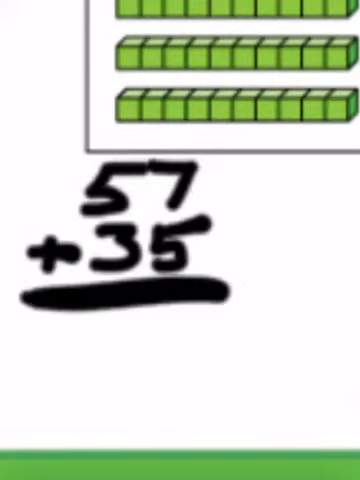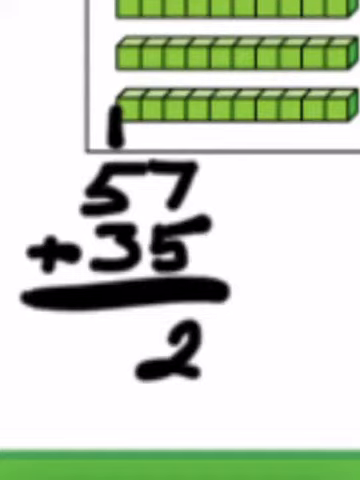7 plus 5 is 12. That's 2 ones and a 10. And then I add up my tens column. 5 tens plus 3 tens is 8 tens, plus one more 10 up there is 9 tens, 92.